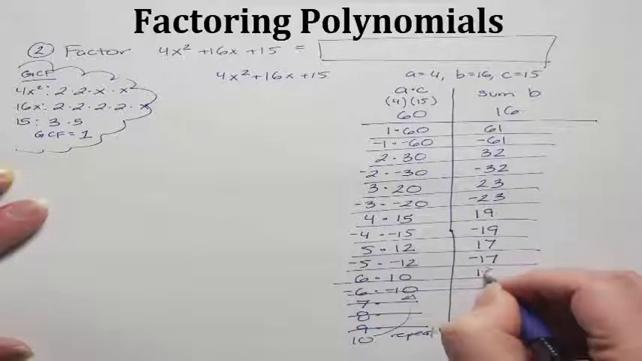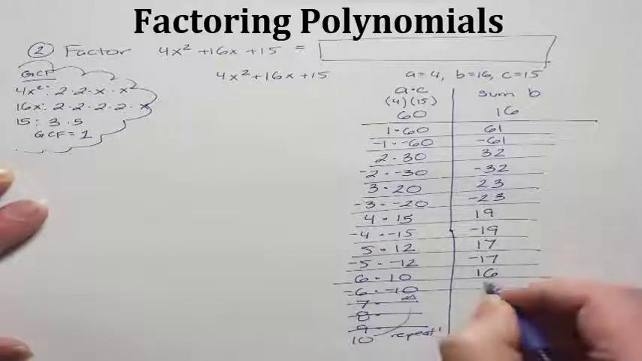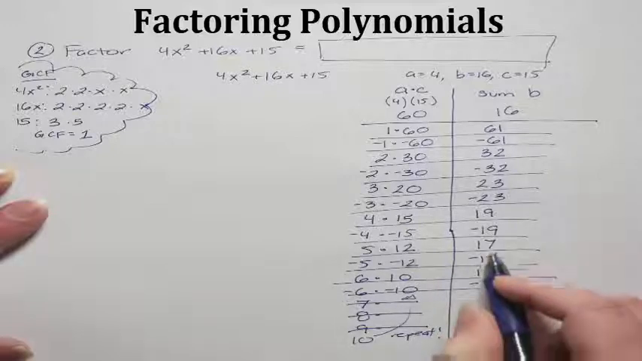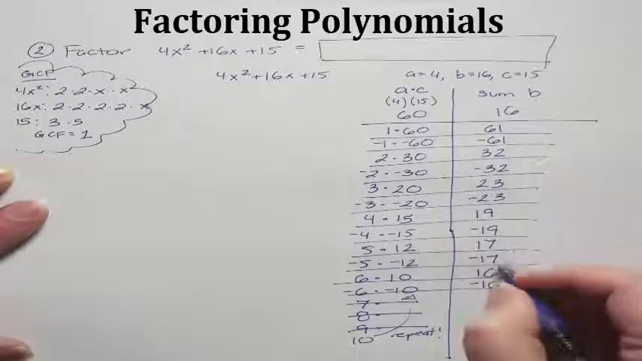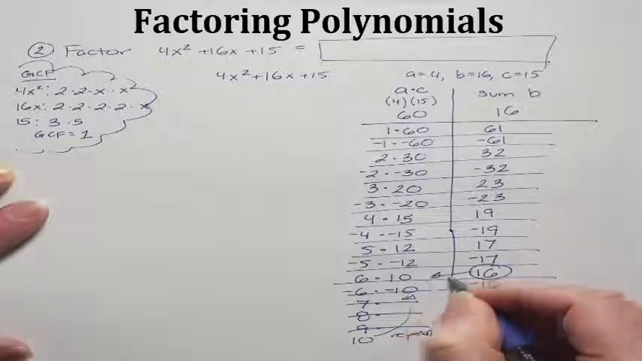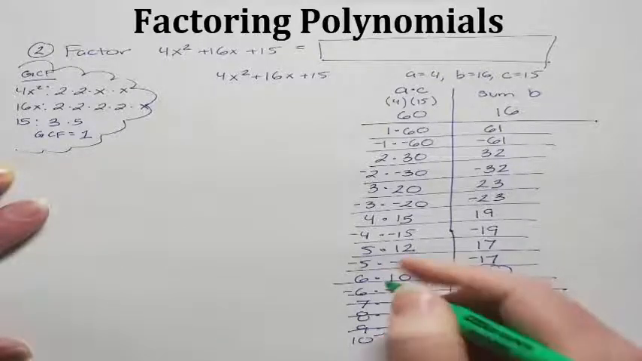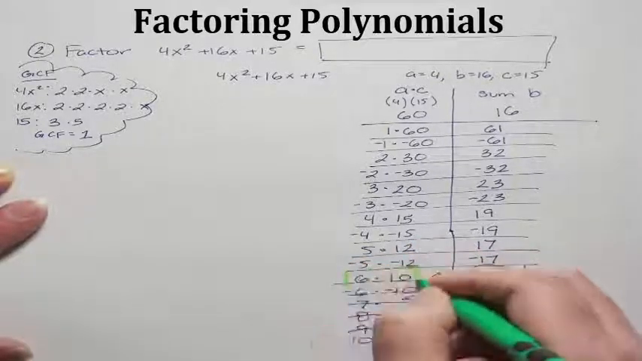6 and 10 give me a positive 16. Negative 6 and negative 10 give me a negative 16. I was looking for positive 16. Here is my positive 16, which means that these are the two numbers that I need to use.